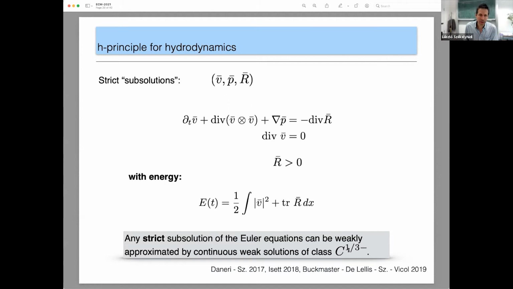The 1/3 exponent is something people were shooting for because of the Onsager conjecture. This was conjectured by Onsager, and it agrees with the scaling laws derived by Kolmogorov. But for the purposes of my talk, I just want to focus on the fact that you can approximate strict subsolutions by weak solutions. So in some sense, the closure of the set of weak solutions in a weak topology is the full set of subsolutions. Okay, and that's the idea that I want to focus on for the rest of my talk.